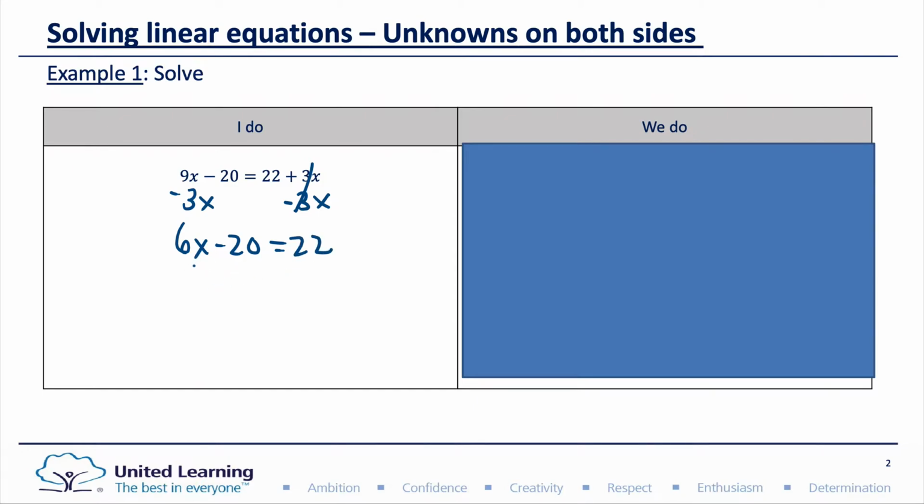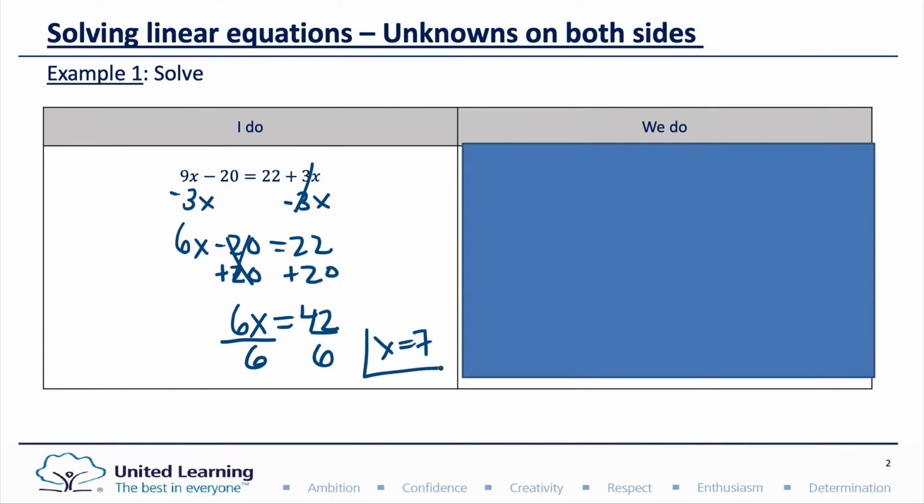Next, I'm noticing that x is being multiplied by 6 and then 20 is being taken from it. So the inverse for that would be to add 20 to both sides. I'm now left with 6x equals 42. Last step, I divide both sides by 6 to get a solution of x equals 7.